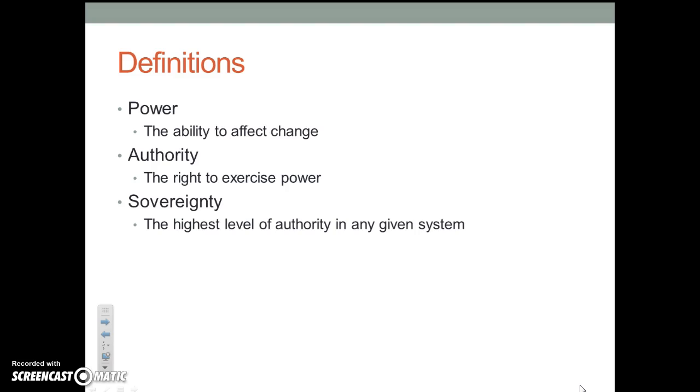If we have a hive of bees, then the sovereign authority is evidently the queen bee. If we're looking at the classroom, the sovereign authority is the teacher. We're playing the school game, we're playing the teacher-pupil game. I am the teacher, I have the authority in that classroom. Hopefully I've got some power as well.